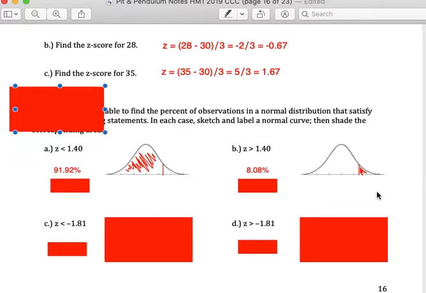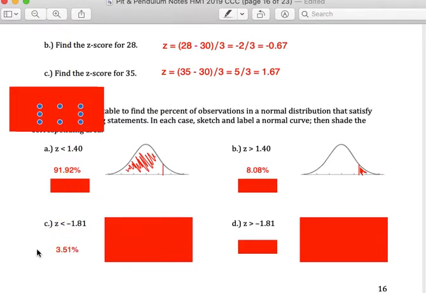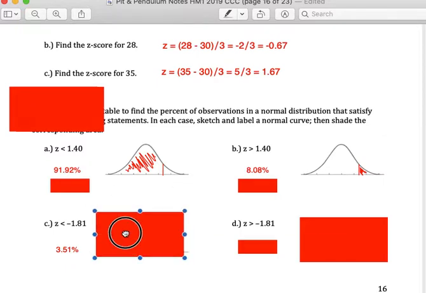Opposites of each other, right? So again, here on C, I'm asking for the percent less than negative 1.81 on our z-score table. And so that is what the z-score table tells us. So it's going to say 0.0351. We move it over 2 decimal places to turn your decimal into a percent. So that's 3.51%. What does that look like on our curve?